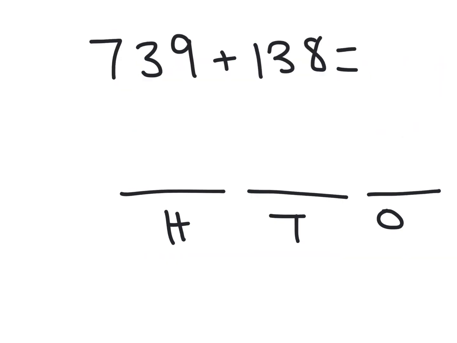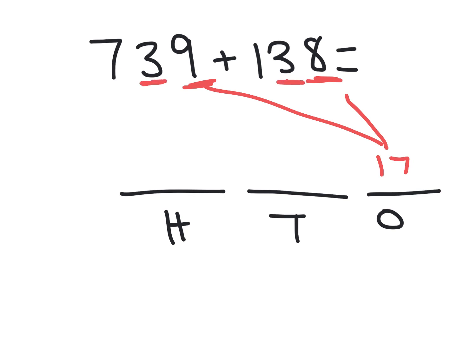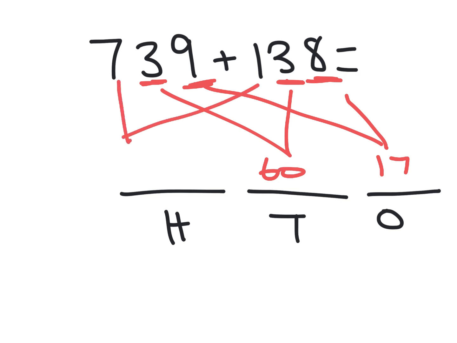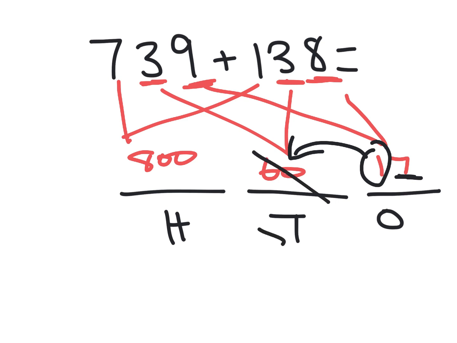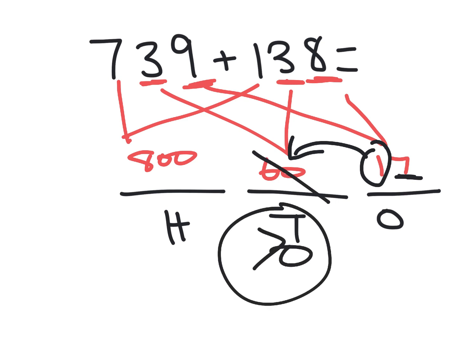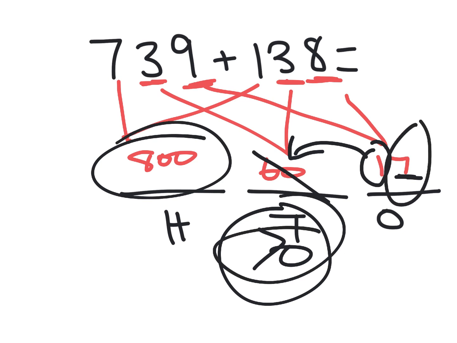Okay, let's take a look at the next. Prepare your problem. Set it all up, and here we go. So 9 plus 8 is 17. 30 and 30 is 60. 700 and 100 are 800. I'll go back to the ones place and I can automatically see that this is a 10. I push the 10 over to the tens place. 60 is now 70 and everything else is good. So it's 877.